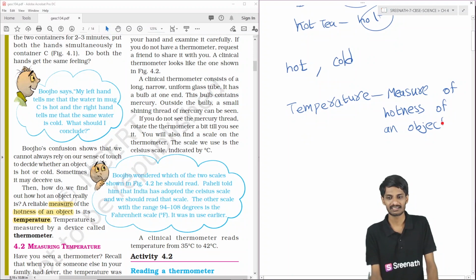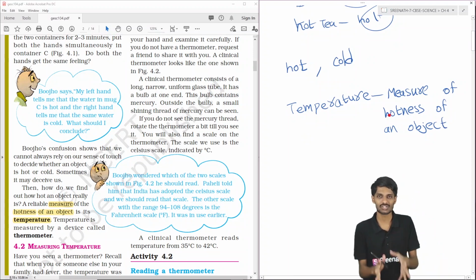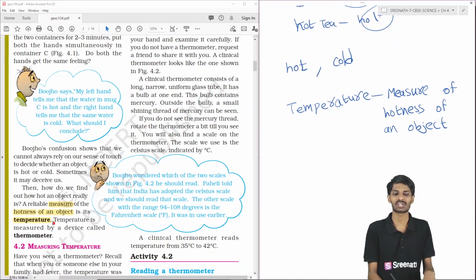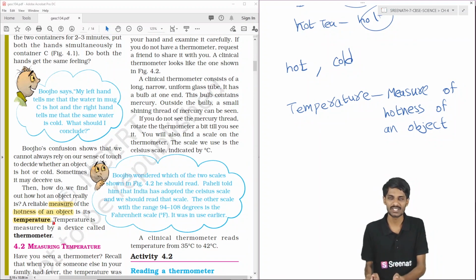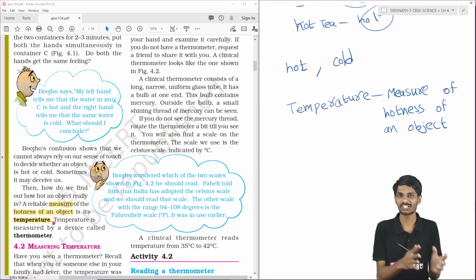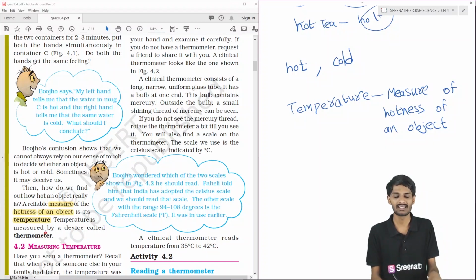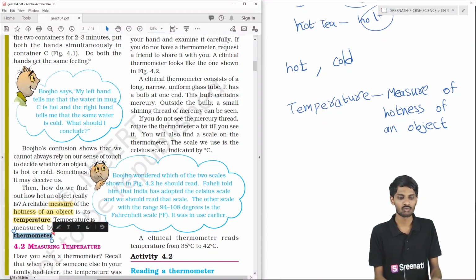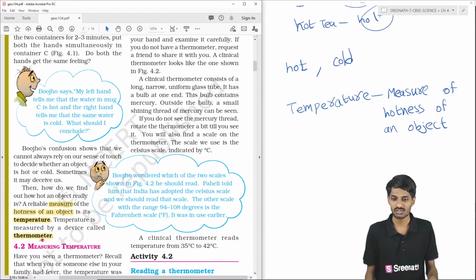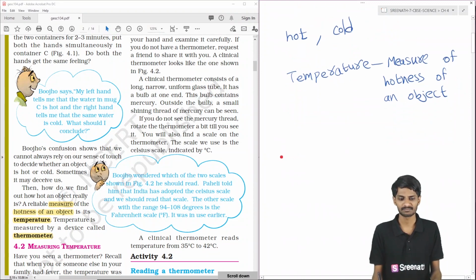Okay, students, so this is the measure. By knowing the temperature, you can decide whether the object is hot or whether the object is cold. Temperature is measured by a device called a thermometer. So if you want to measure the temperature, we want a device to measure it, and that device is the thermometer.